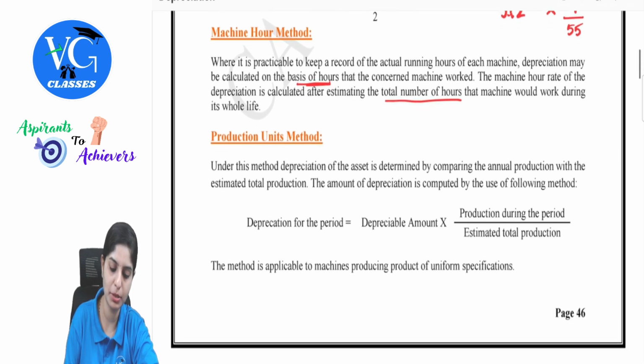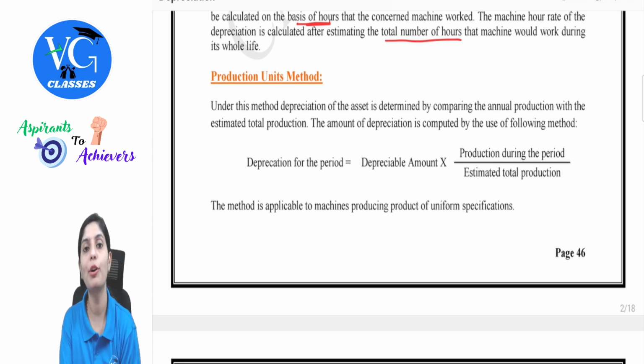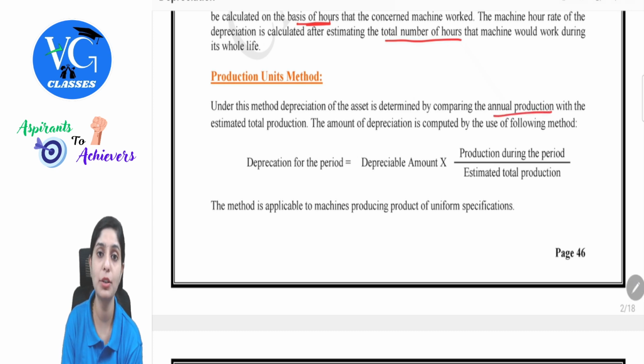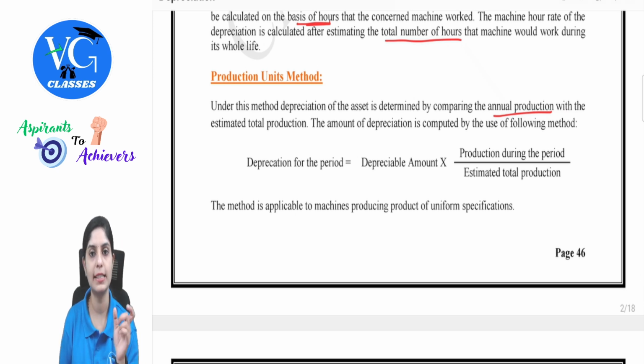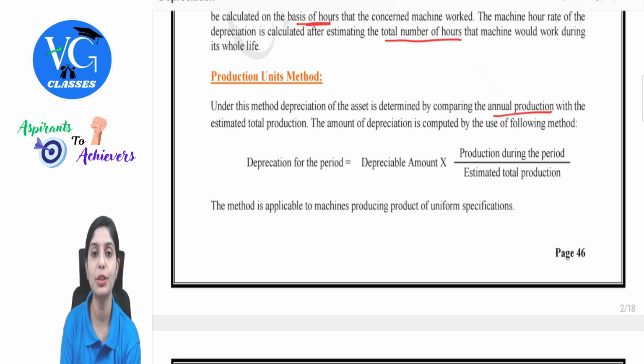Next, the production units method. Same approach as the machine hour method. There the importance was given with respect to hours. Here the importance will be given with respect to number of units. Under this method, depreciation of the asset is determined by comparing the annual production with the estimated total production. So every year, depending upon the usage of assets, we will ascertain the yearly production and compare that with the estimation of total production. The amount of depreciation is computed by the following method.